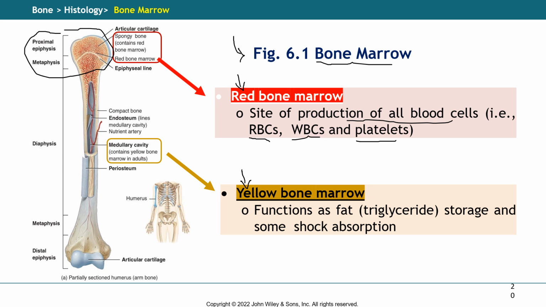Finally, the yellow bone marrow is located in the diaphysis, and it has a completely different function. The function is not to produce cells, is to store triglycerides. So it's very important for the storage and release of energy. And in addition to that, it has some function in the shock absorption. Okay, so remember there's two bone marrows located in different regions, and they have different functions.